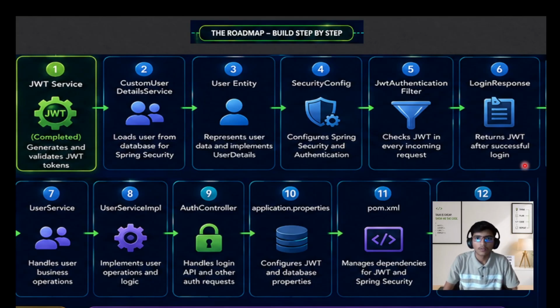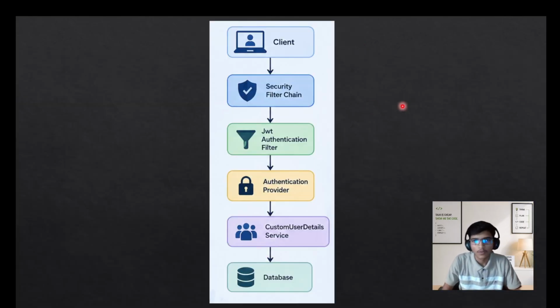So now let's understand the complete flow. Whenever a client sends a request, it doesn't directly reach our controller. First, it enters the security filter chain. Here Spring Security performs all the authentication and authorization checks. And if everything is valid, only then is the request forwarded to our controller. So before writing the code, let's understand a few important concepts that we will use throughout this.